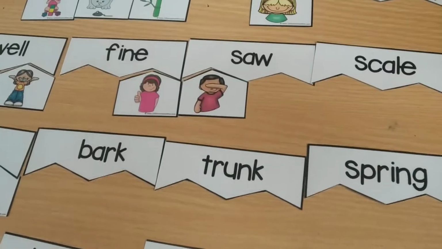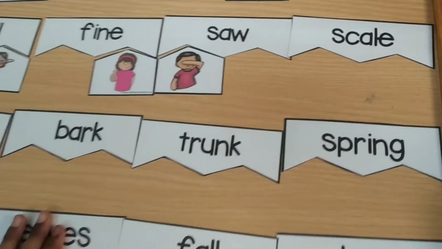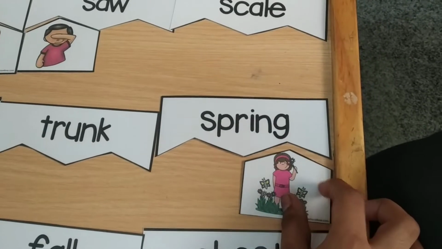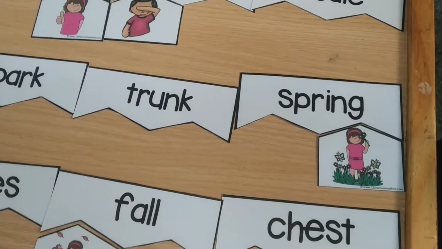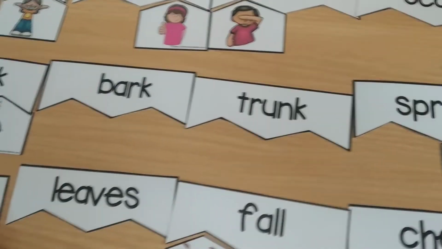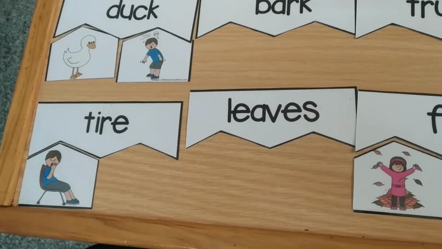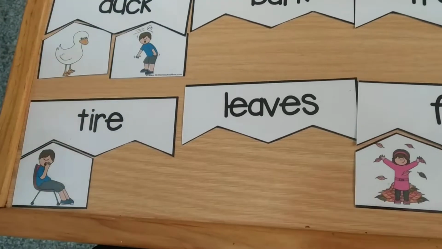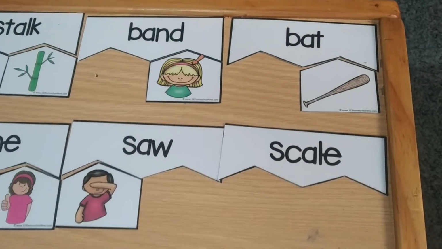Spring. Spring is a? Season. And what is the other spring? That's a sofa spring. Okay, let's see what we are doing now. Tire. Tire is? Tired. Yes, you do a lot of play. Bat. What bat is that? Cricket. Play bat. Okay, cricket bat.